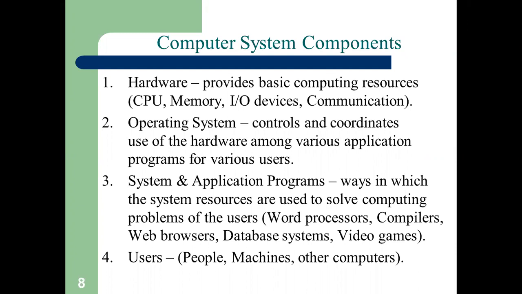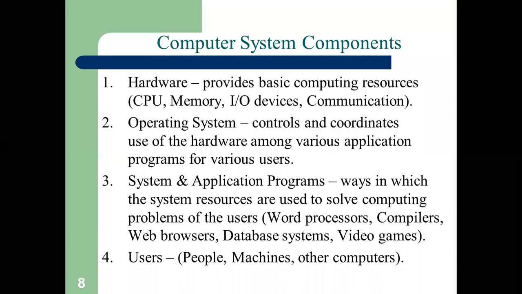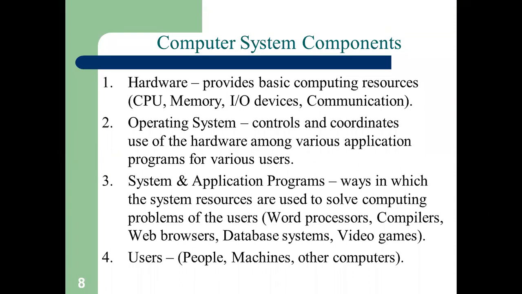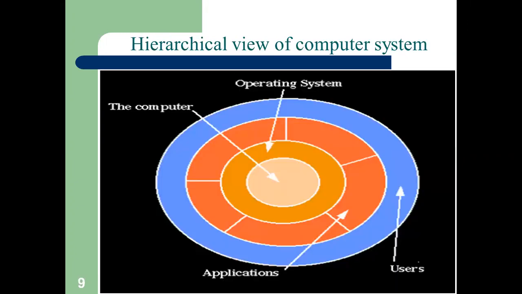Earlier we were using word processors, and nowadays we are also using compilers, different types of web browsers, database systems, video games. So it provides the connectivity or the interface with the other types of softwares. So there is a big role of the OS here. Now users: people, machines, or other computers all come under the category of users. People may use different machines, so you can use other types of systems and computers. These come under the category of the computer system components.